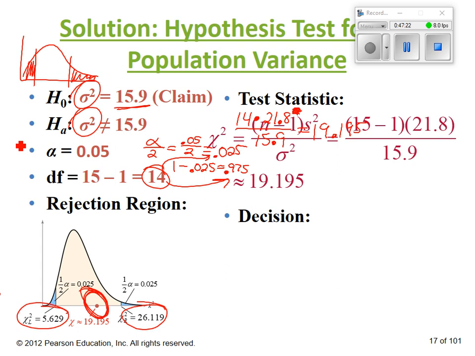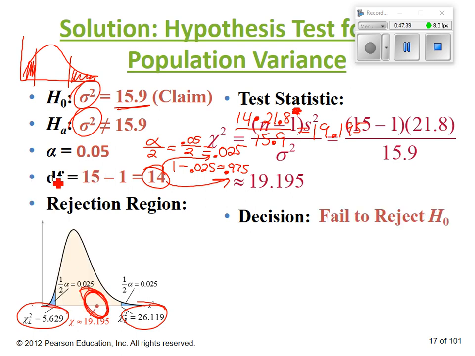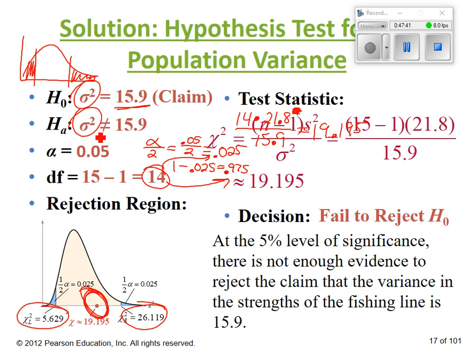There is not enough evidence to reject the claim that the strength of the fishing line is equal to 15.9, whatever the units were. I don't remember what it was. I guess it didn't give units. It just says the strength of the fishing line is 15.9.